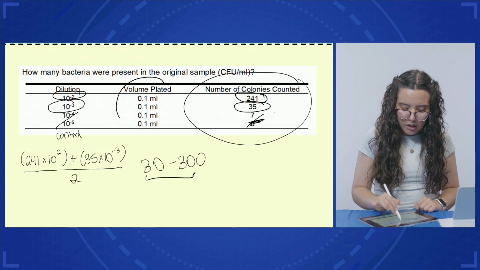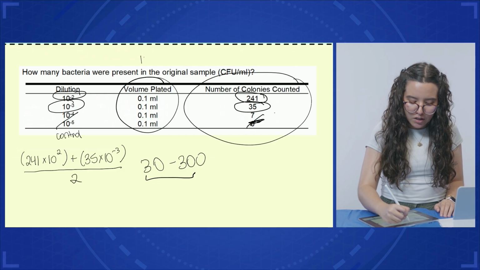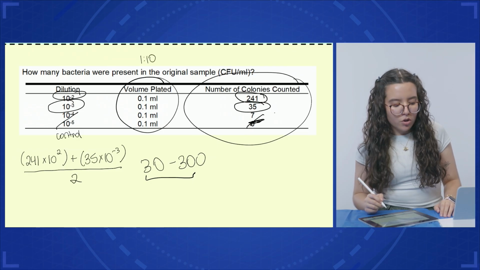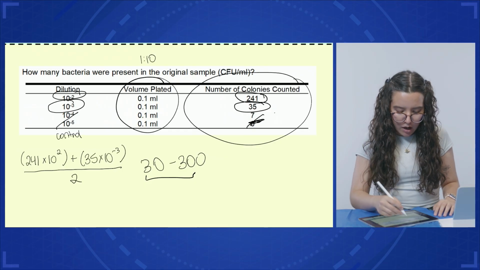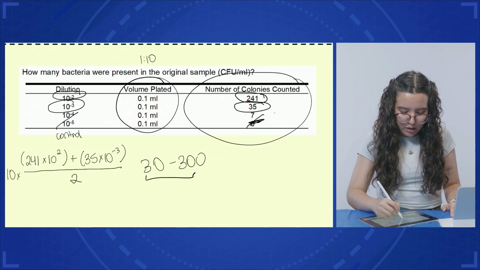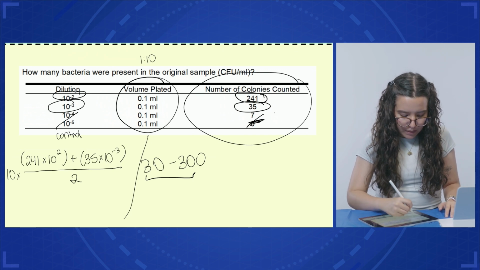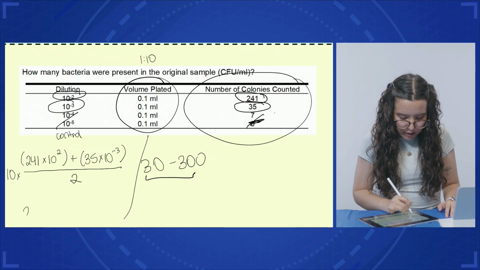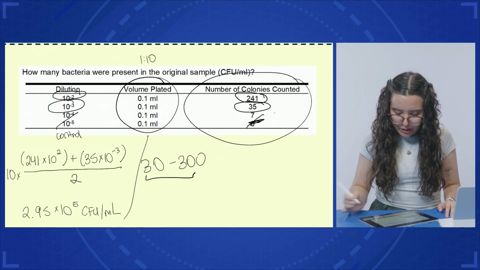However, if you look, volume plated was 0.1. So that in itself is a 1 to 10 dilution. So you want to account for that. And the way you can do that is just multiplying it by 10 at the very beginning. And that results in a final count of 2.95 times 10 to the 5th CFU per milliliter.